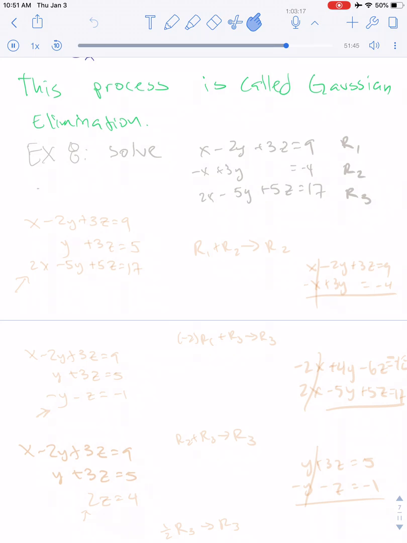So I'm going to start this process off by adding row 1 and row 2, and changing that to my new row 2. So x minus 2y, the first equation stays the same. The second equation, I'm going to add these 2 rows: minus 2y plus 3z equals 9, negative x plus 3y equals negative 4. So now my second row is going to turn into y plus 3z equals 5. My third row is going to stay the same.